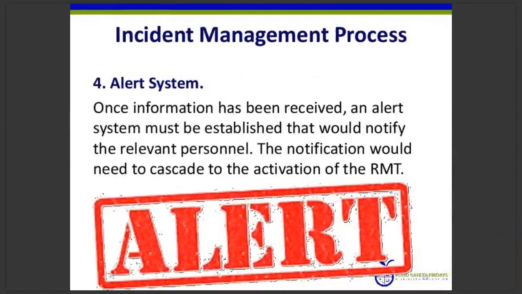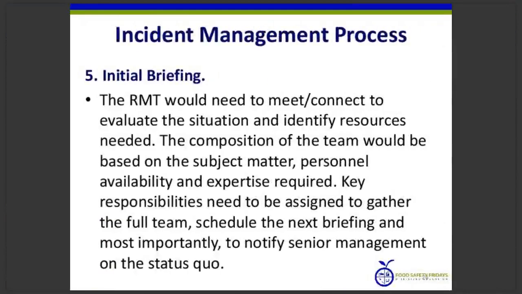For the fourth step, this is what we call an alerting system. Once information has been received, it's time to raise an alert and notify the relevant personnel. This notification needs to cascade to the activation of the risk management team. So based on the information, the possible causes, and the alerting system, we now need to activate the risk management team.